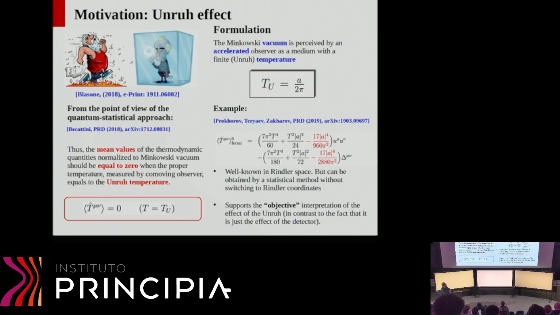And just as an illustration and example, for spin 1/2, we have such a formula which depends on temperature and acceleration. Let me emphasize that this formula can be obtained without any use of curved coordinates, so we work in usual flat space. However, we see that really, if we put the Unruh temperature here, then it will be 0.